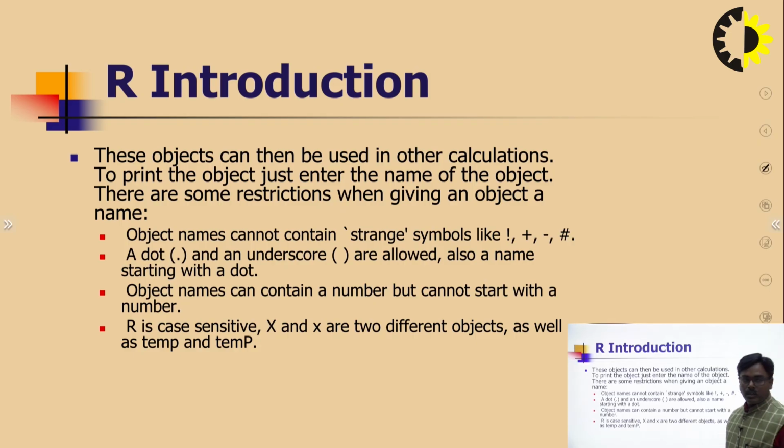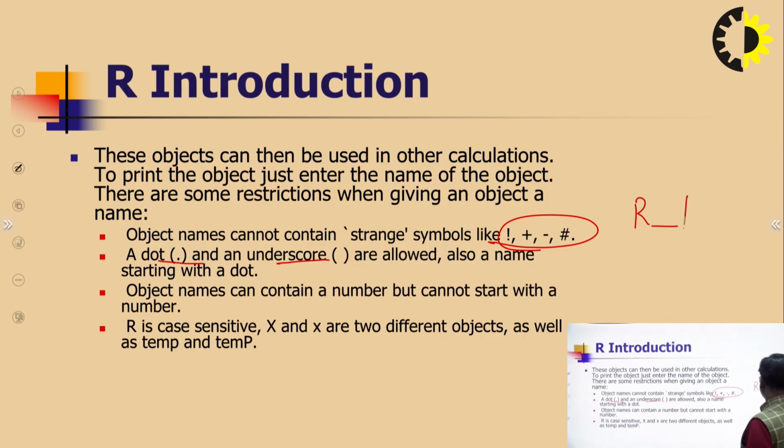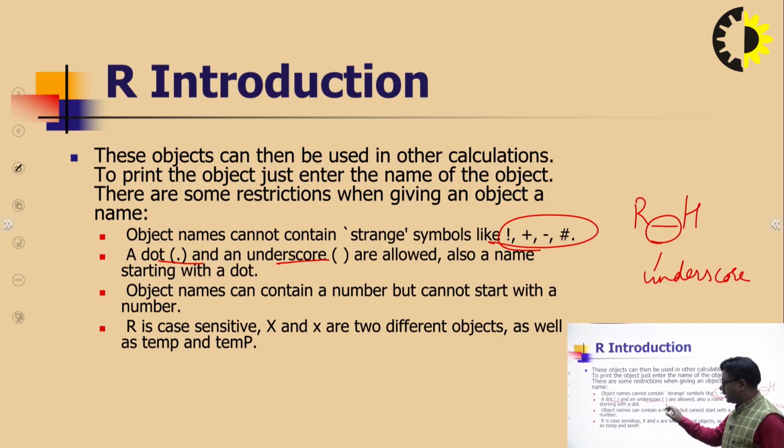There are some restrictions given. Object names cannot contain strange symbols. These are the strange symbols, they cannot be used. Dot and underscore are allowed. The underscore symbol is not appearing here, that's why I have given an example here. This is an underscore symbol. Object names can contain numbers, but cannot start with a number. This is a very important part. In any programming language, we cannot start with a number. Here, object is mentioned instead of variable because R is an object-oriented programming language. It has not used the name variable, but considers it an object. R is case sensitive. x and X, these two are different objects.